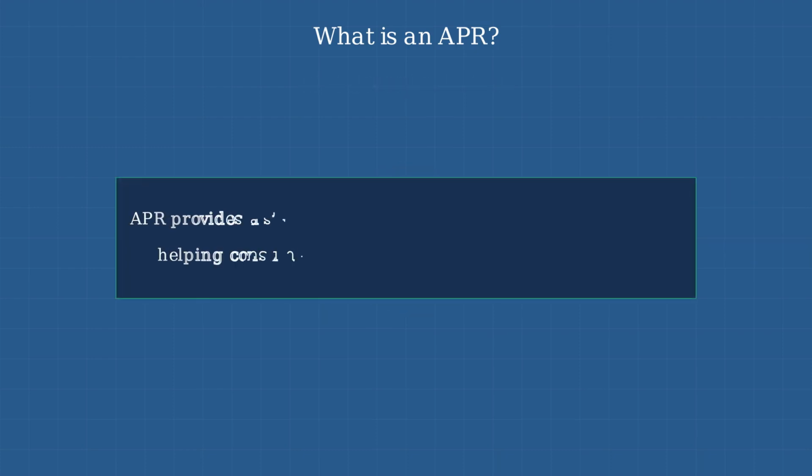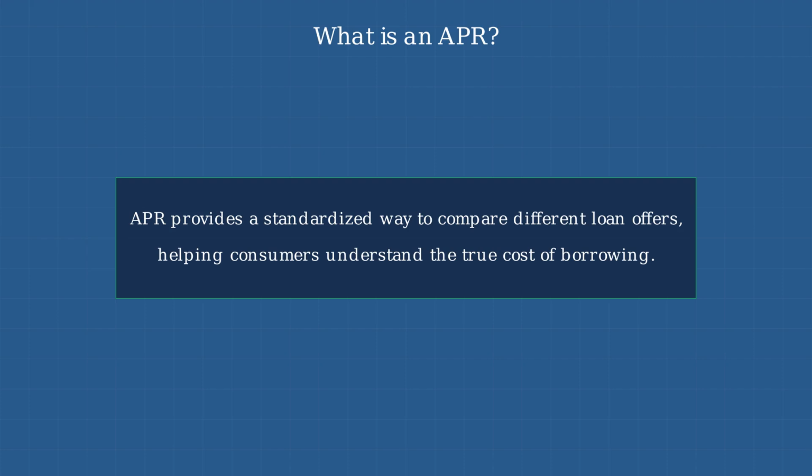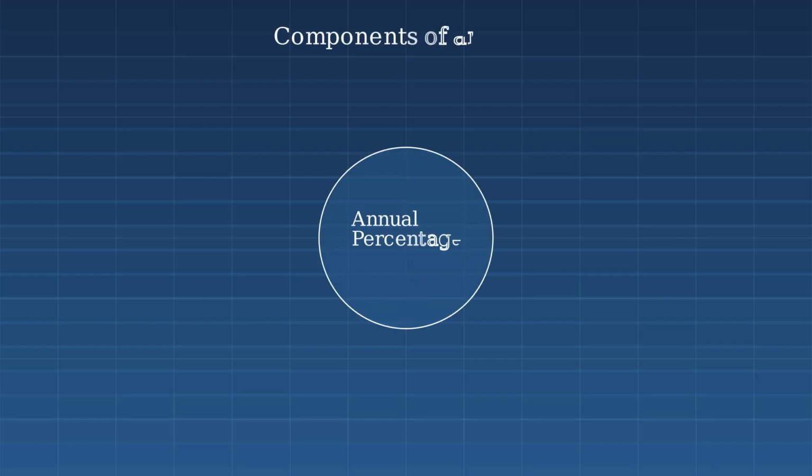APR is a standardized way to compare different loan offers and credit products, helping consumers understand the true cost of borrowing beyond just the interest rate. The annual percentage rate consists of several key components that together represent the true cost of borrowing.